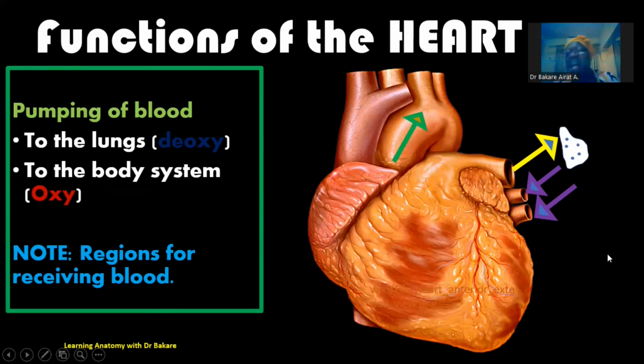So we say that the heart is known as a pumping organ. It helps to pump blood out either to the lungs where it will be oxygenated, or through the aorta where it will supply the different organs in the body with oxygen and nutrients. It also creates an avenue through which deoxygenated blood and also oxygenated blood are received into the heart.